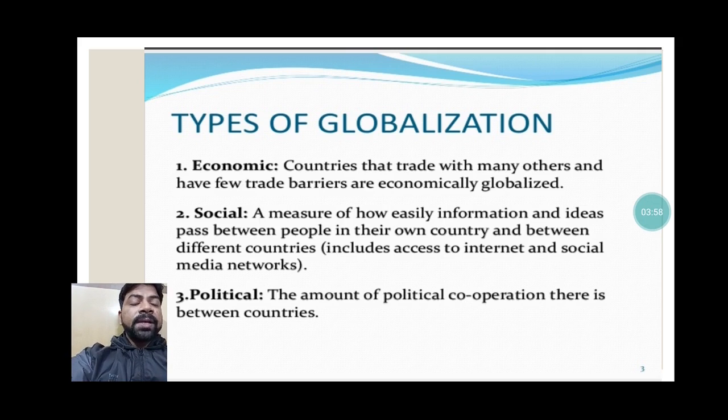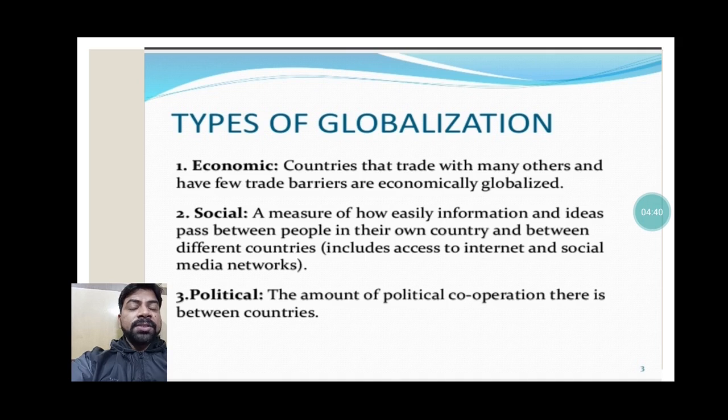It is a measure of how easily information and ideas pass between people in their own country and between different countries, which includes access to the internet and social media networks. So we are socially also globalized. We share our views, information and ideas, which is possible with the help of the internet and social media. It is not difficult to understand what is happening in other countries. With the help of social media, we can make friends who live in the USA, China, Japan or any other country.